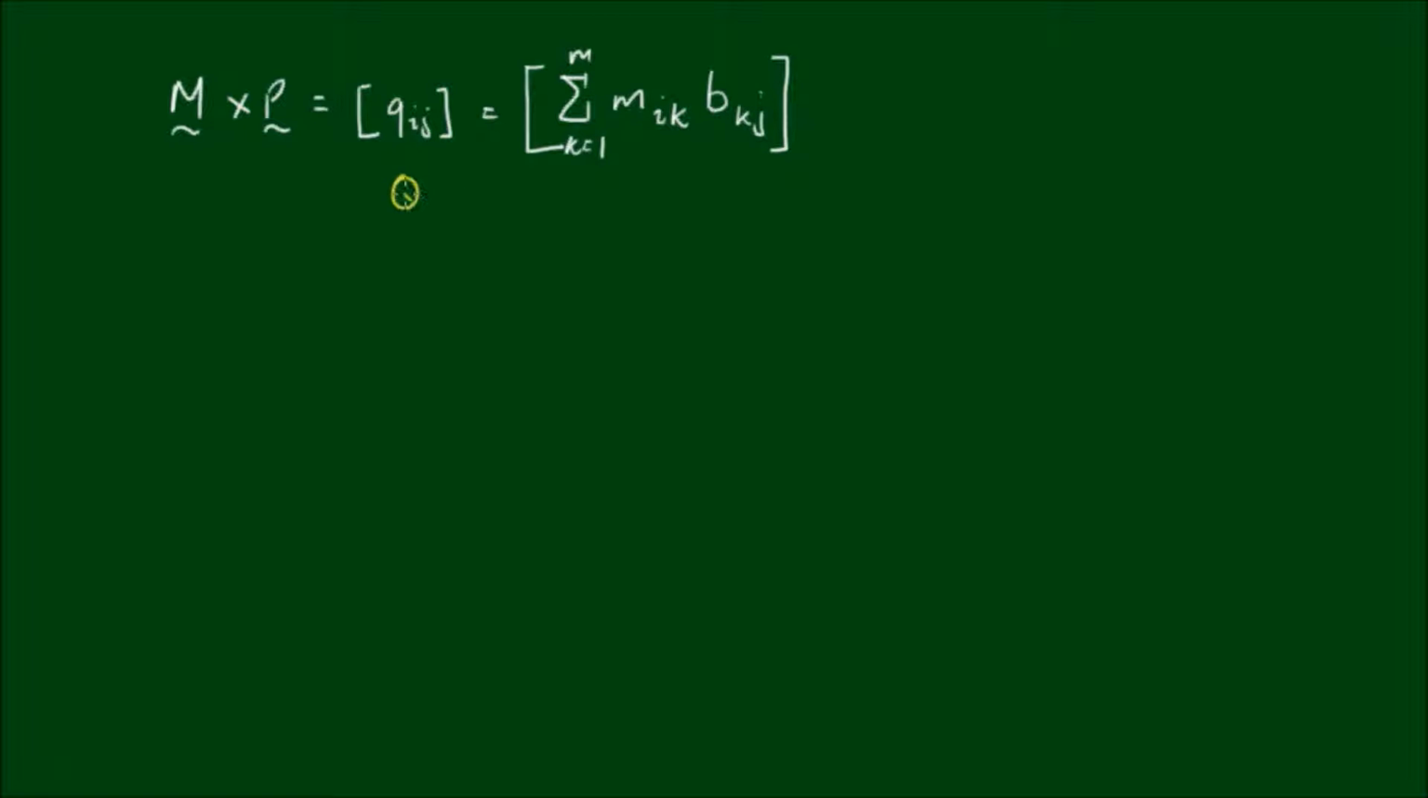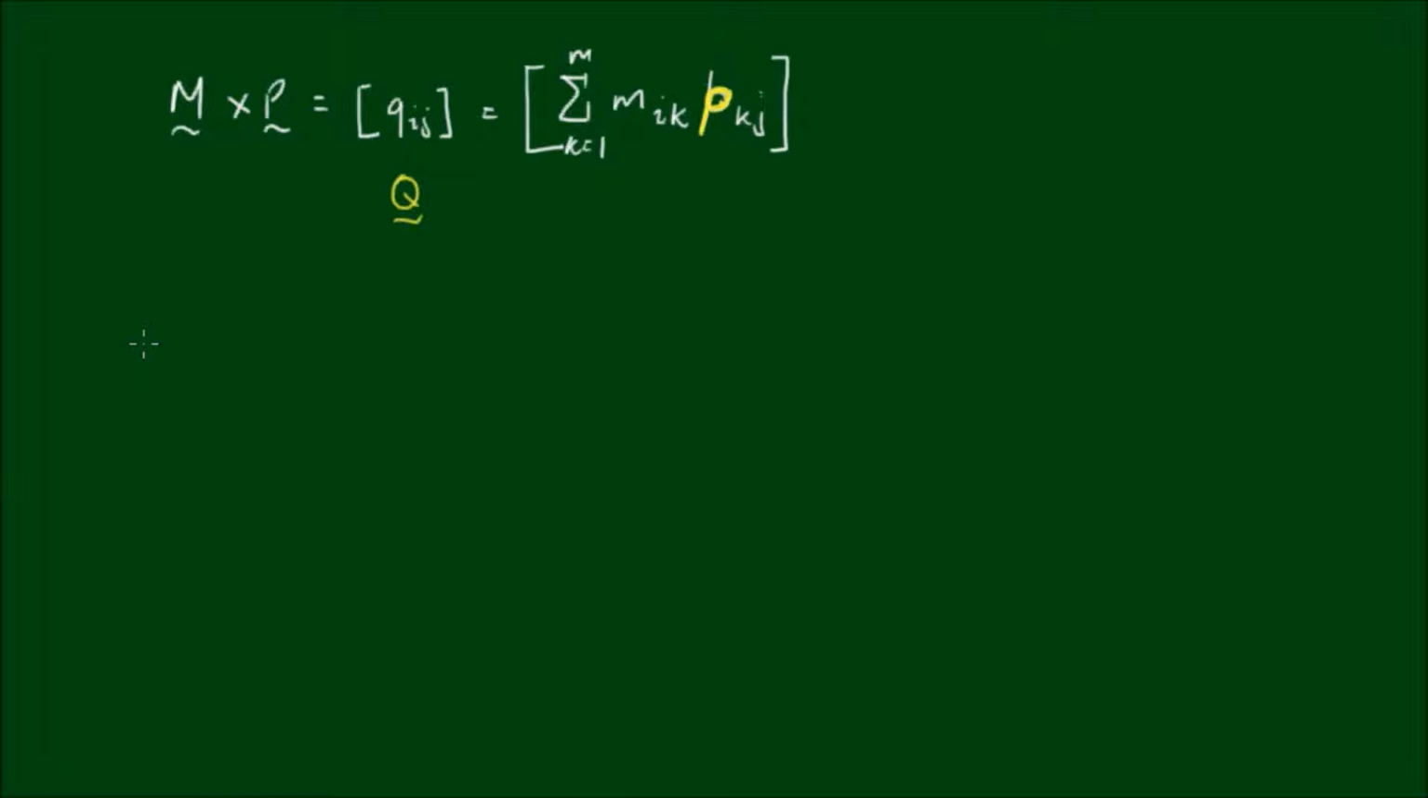So matrix multiplication is often written as follows. Alright, so this denotes the Q matrix. For any given element of the Q matrix, it is given as the sum of the products of the elements in the ith row of the M matrix and the jth column of the P matrix. Sorry, this should be a P, not a B.